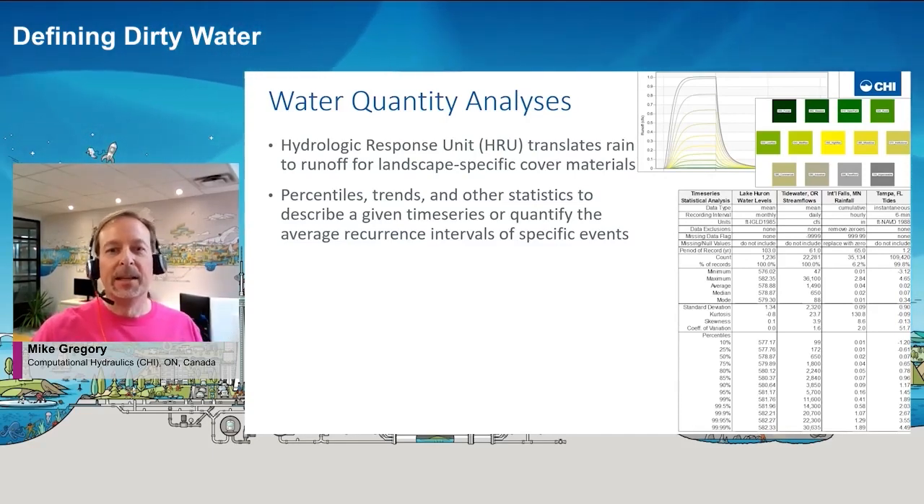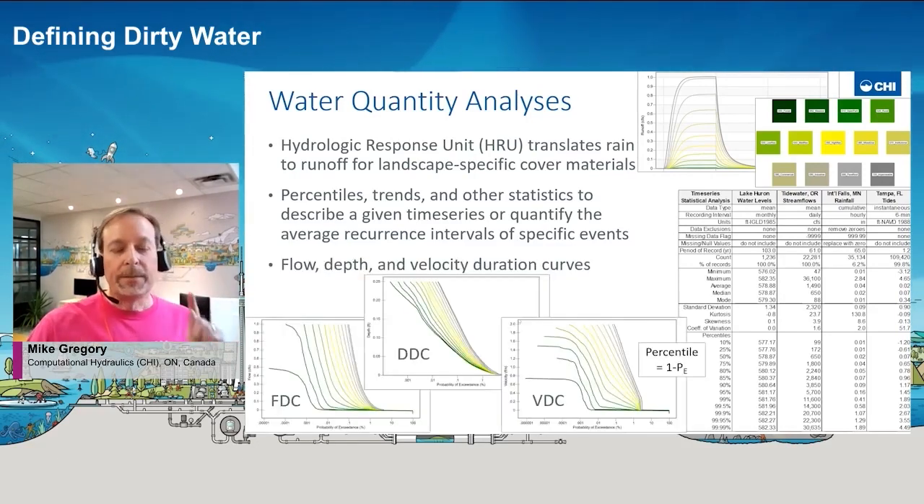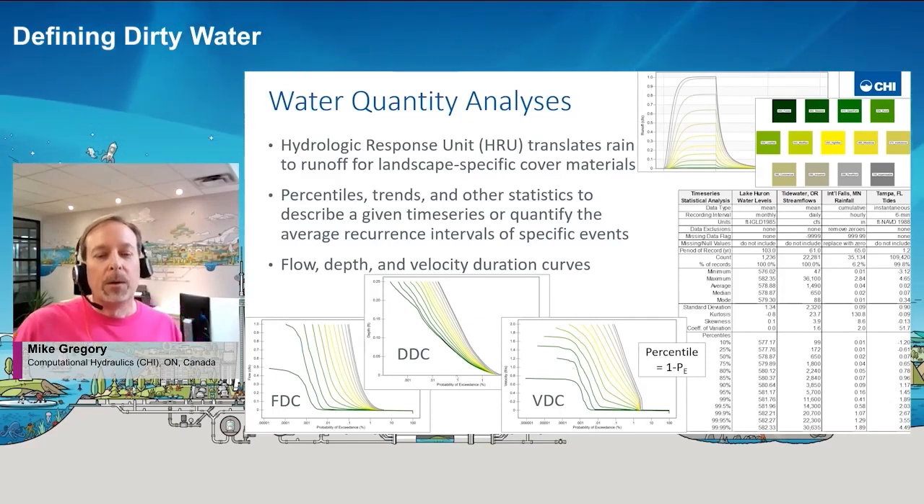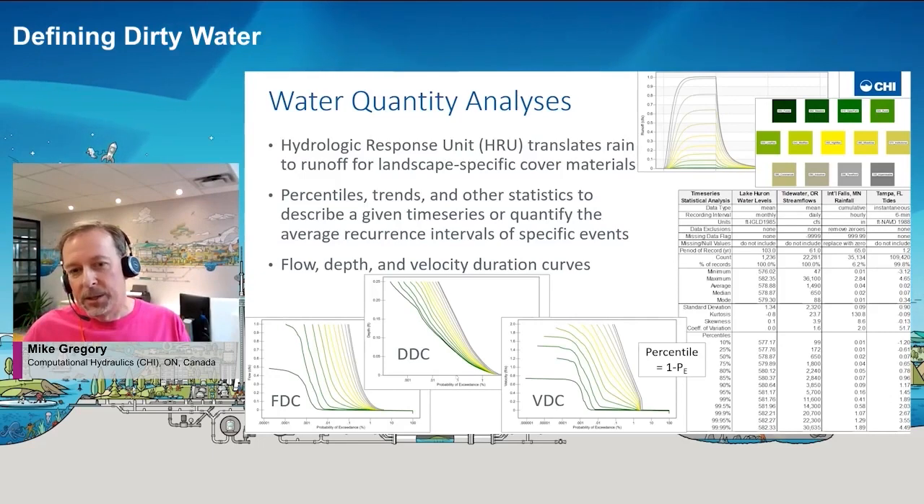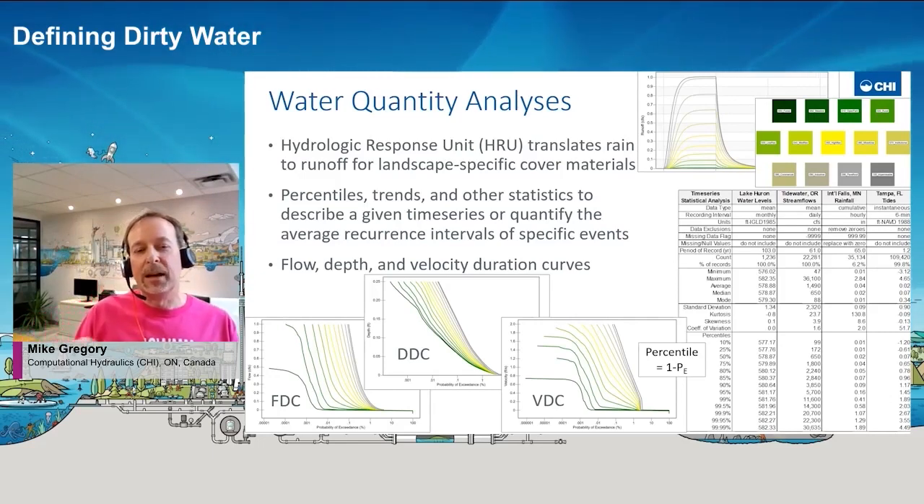So this is a "value or less than" type thing. That's what a percentile is. With the flow duration curves, like I just talked about, you can look at flow duration curves, depth duration curves, velocity duration curves. Now, you can count the number of hours and show that as a curve, or you can express it as probability of exceedance.